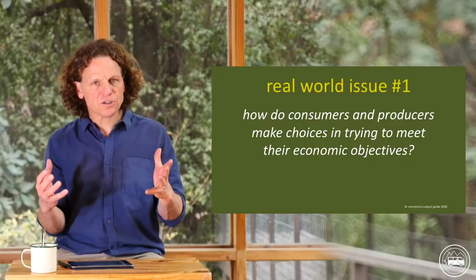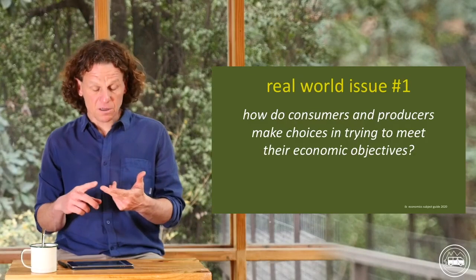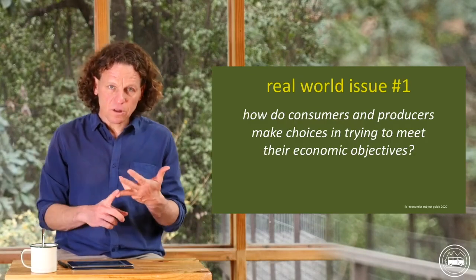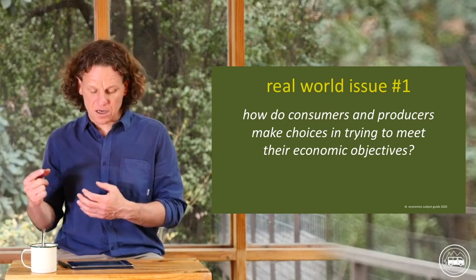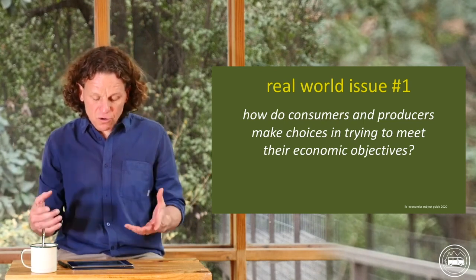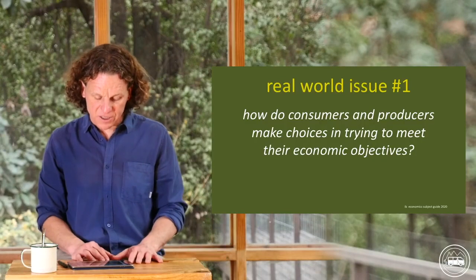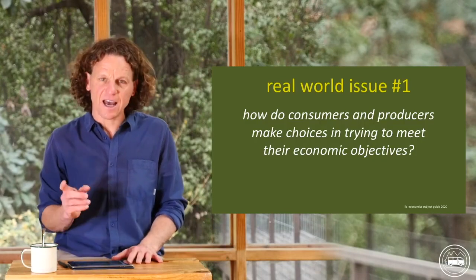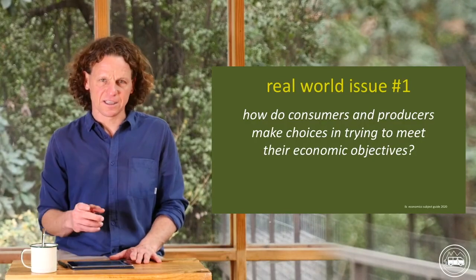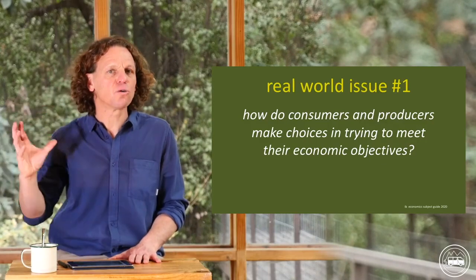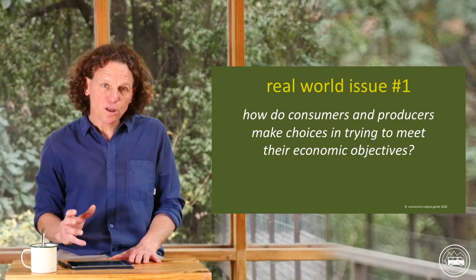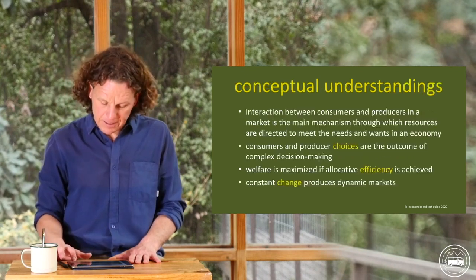So this real world issue question is going to affect our studies. This is the overarching question for our studies of demand, our studies of supply, our studies of market equilibrium, and our studies of elasticity, okay? Which is where we are headed in our studies. So how do consumers and producers make choices in trying to meet their economic objectives? Excellent. Remember that question. That's the question that's hanging over your head as you go through the first couple of units of studies in microeconomics, okay?